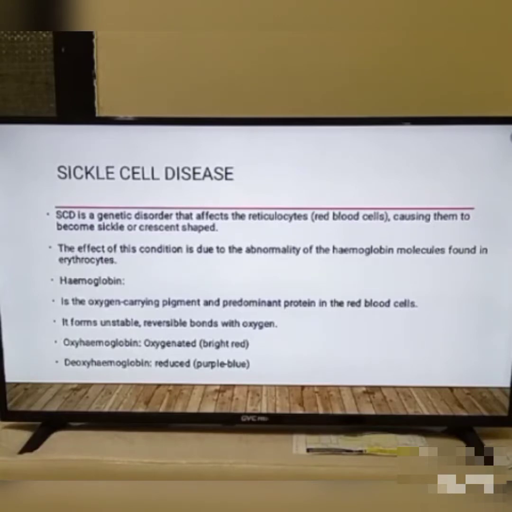So, sickle cell disease is a genetic disorder that affects the red blood cells, causing them to become sickle or crescent shaped. This effect is because of the abnormality in the hemoglobin molecules. Hemoglobin is the base unit of the red blood cell and it's made of two units, the heme, the iron that you take as supplement sometimes, and the globin unit, which is the protein unit.